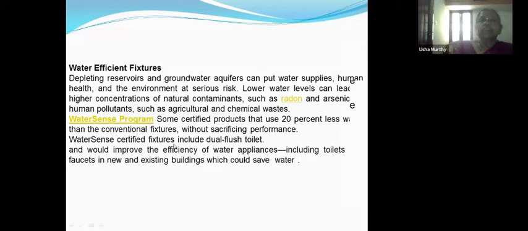WaterSense certified fixtures include dual flush toilets and would improve the efficiency of water appliances, including toilets, faucets in new and existing buildings, which could save water by about 20%. So these can be adopted. These can be suggested also.